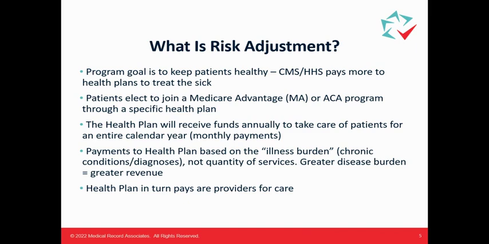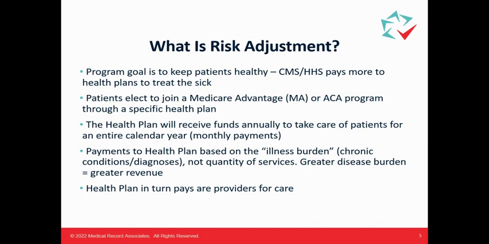So how it works is a patient will elect to join a Medicare Advantage or an ACA program through a specific health plan. Almost all health plans in the U.S. now have them, but they have Medicare Advantage as like a sideline that the patients can elect to join. The health plans will receive funds annually to take care of patients for an entire calendar year. They'll receive monthly payments to do that.